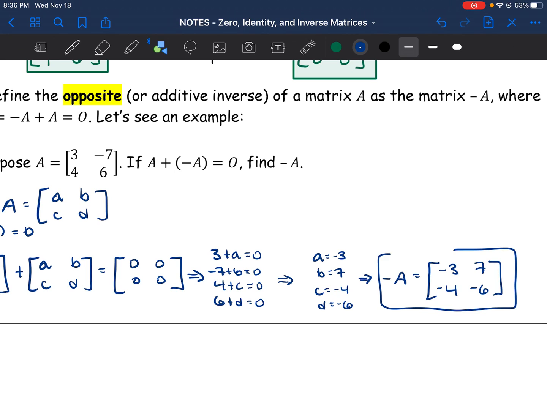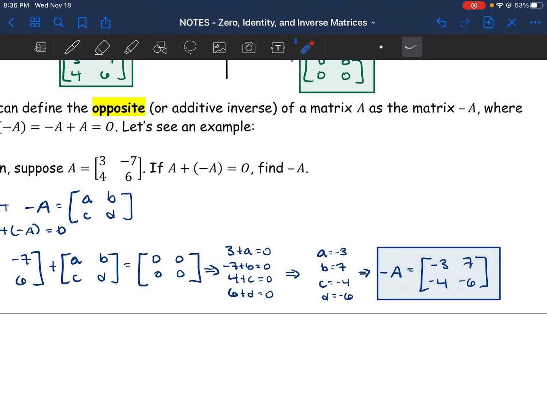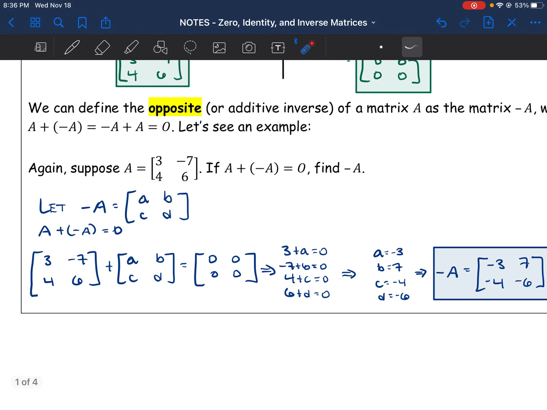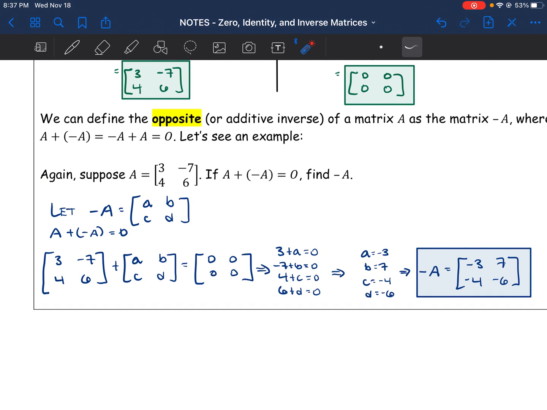Now, this is the mathematics behind calculating this opposite of A, but we can just use a lot more common sense. We're really just asking ourselves, what plus 3 would give us 0? Well, 3 plus -3 is 0. What plus -7 gives us 0? Well, 7 plus -7. So essentially, we're just changing the signs here. -3, 7, -4, -6. All the opposite signs create our opposite matrix. Okay, but this is just the math to back it up.